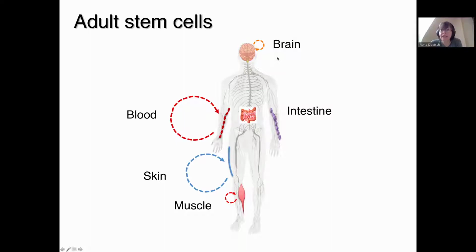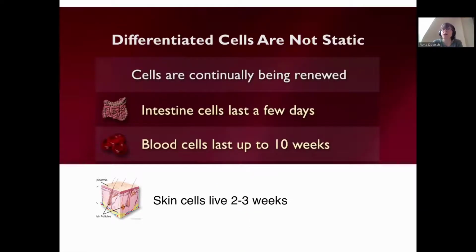So why do we need these stem cells? It's because differentiated cells are constantly turning over. For example, in the intestine, the mature cells last only a few days, so they have to be continuously replaced. Blood cells have a lifetime of only about 3 to 4 months. They also need to be replaced. And skin cells can live 2 or 3 weeks.